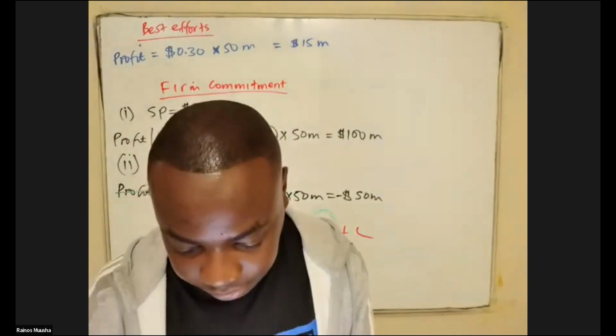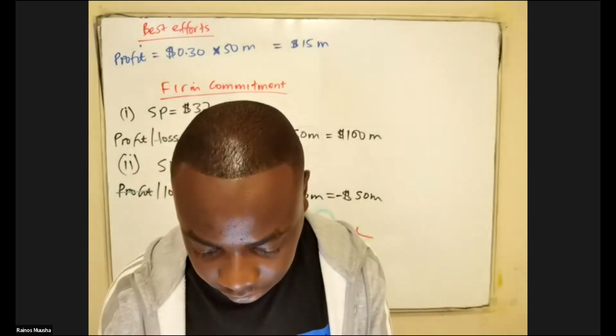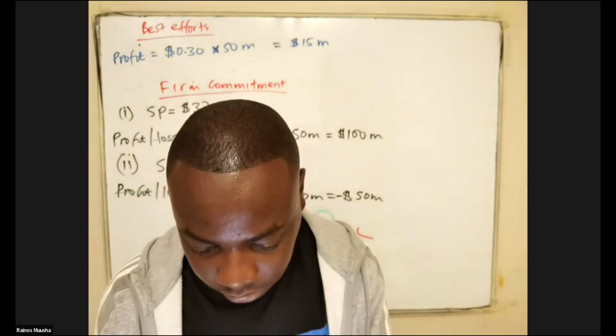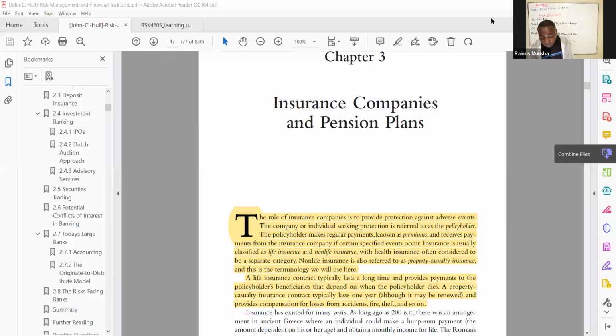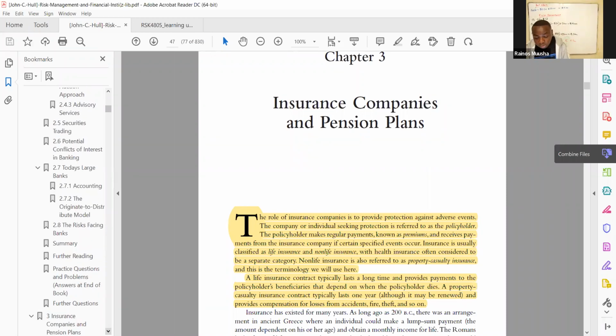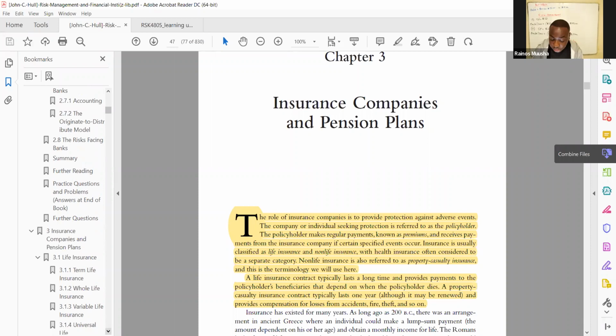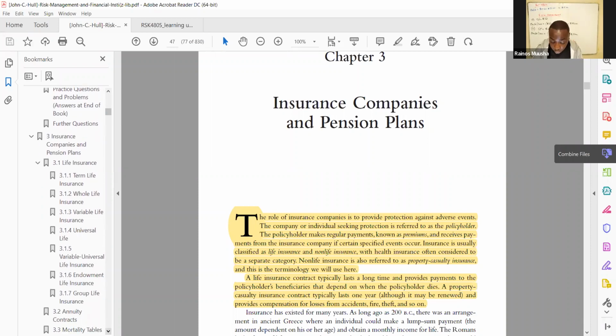In the next class, remember we saw that for learning unit 2, they ask us to cover chapters 2 to 4. So now we have done chapter 2, where we looked at the banks. Now we are going to be looking at chapter 3, which looks at insurance companies and pension plans. So we need to make sure that we go through this.